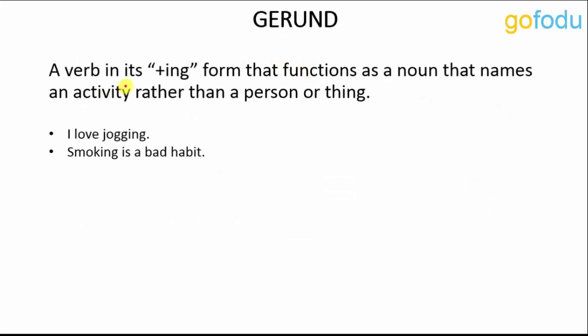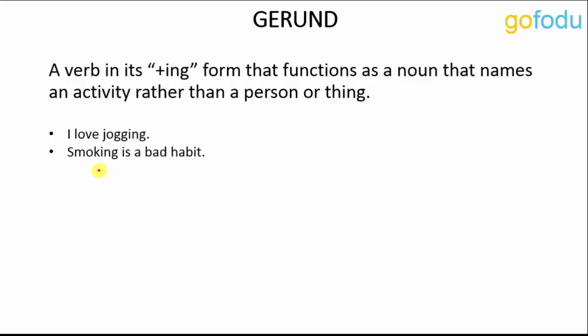Gerund. What exactly is a gerund? Whenever an ing is added to the verb, it functions like a noun. It actually names an activity rather than some action. It actually shows the name of an activity. This is called a gerund, and any verb can be made a gerund.